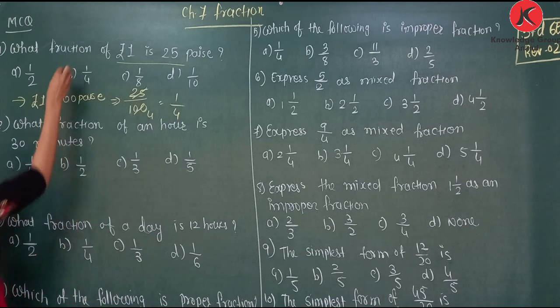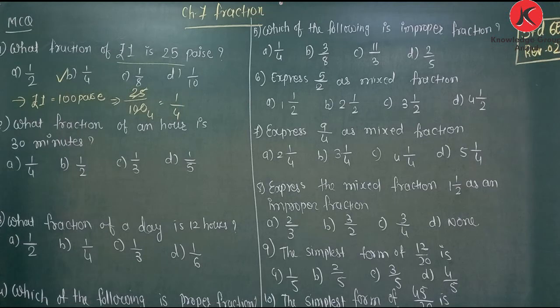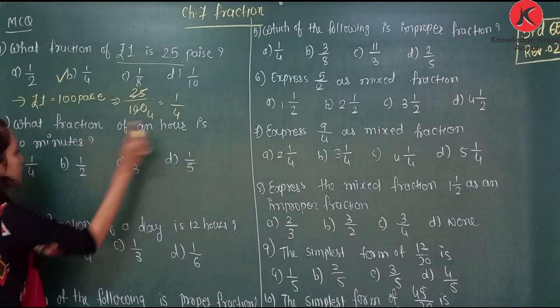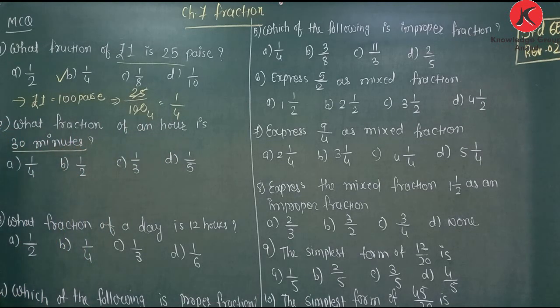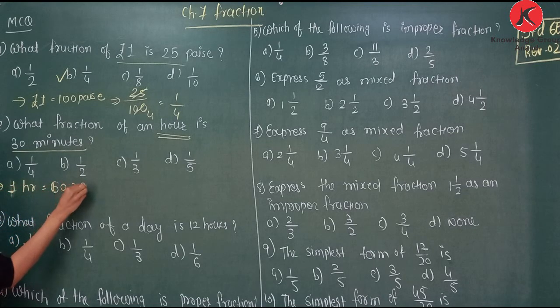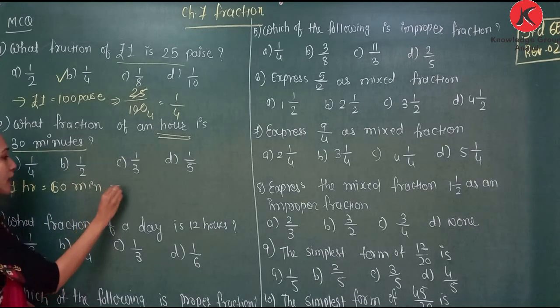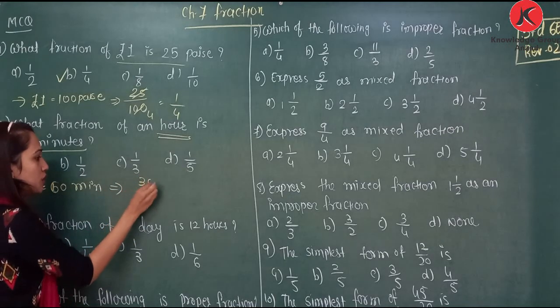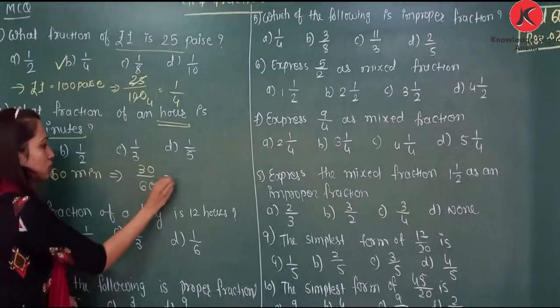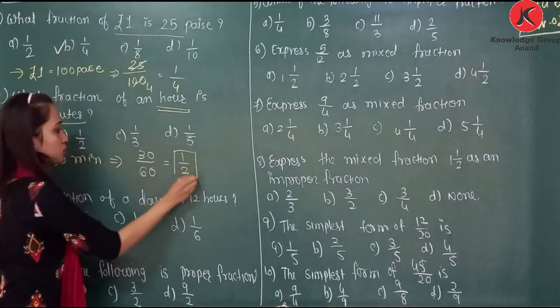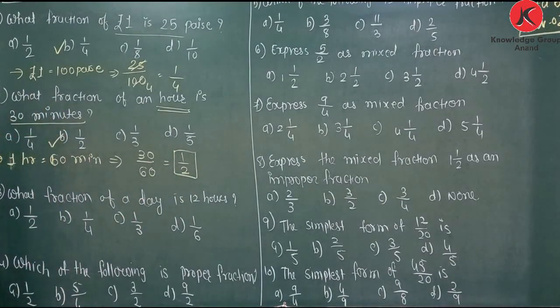Now next, what fraction of an hour is 30 minutes? In 1 hour, how many minutes? 1 hour is equal to 60 minutes. So if we want to convert 30 minutes as a fraction of an hour, we can write 30 minutes divided by 60. So it is 1 by 2. That will be our answer B.